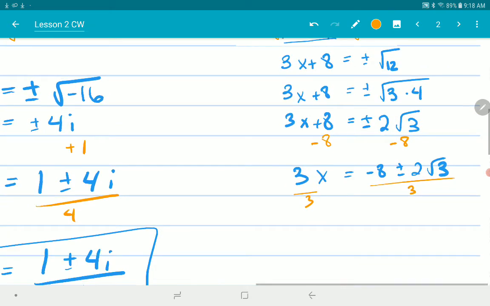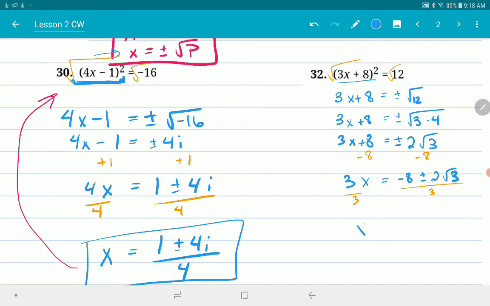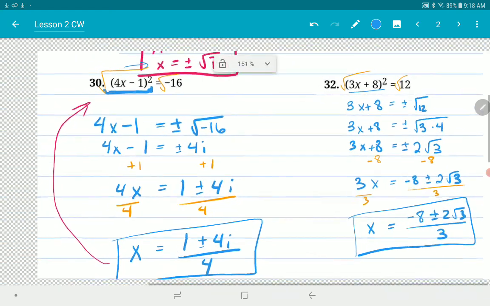And I get, on the left, x, and on the right, I can't simplify this at all. This is as simple as it gets. So I'm going to write negative 8 plus or minus 2 radical 3 all over 3. I really can't simplify that any further. The order of the negative 8 and the plus or minus 2 radical 3 does not matter, so you can write that a couple different ways. But here is my final solution for 32.